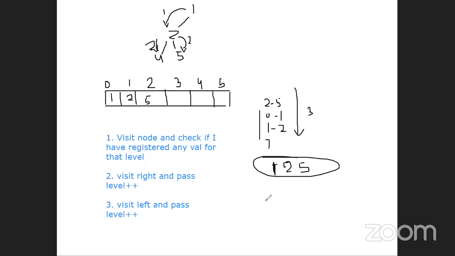So either way, we can even put it in a map. I used a list because we can directly set the index, right? And it is a dynamic thing, so it can keep on increasing based on the height of the tree.